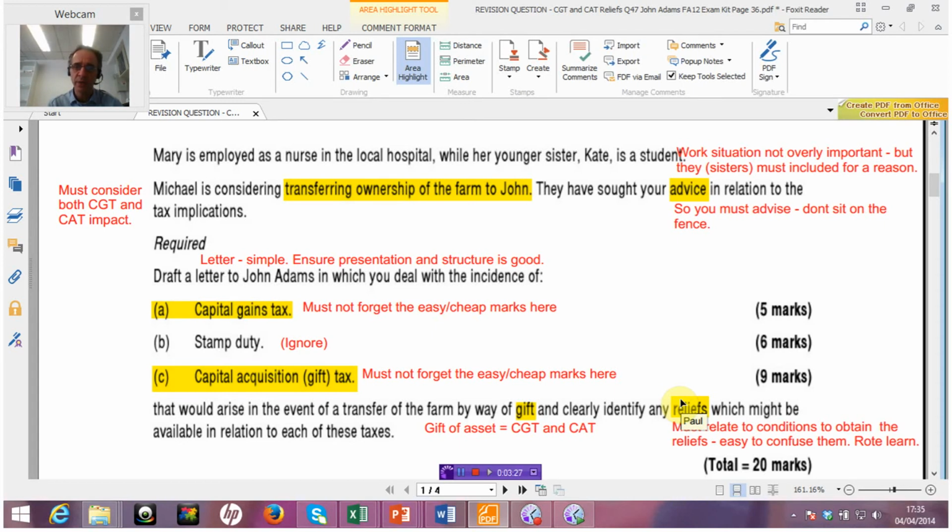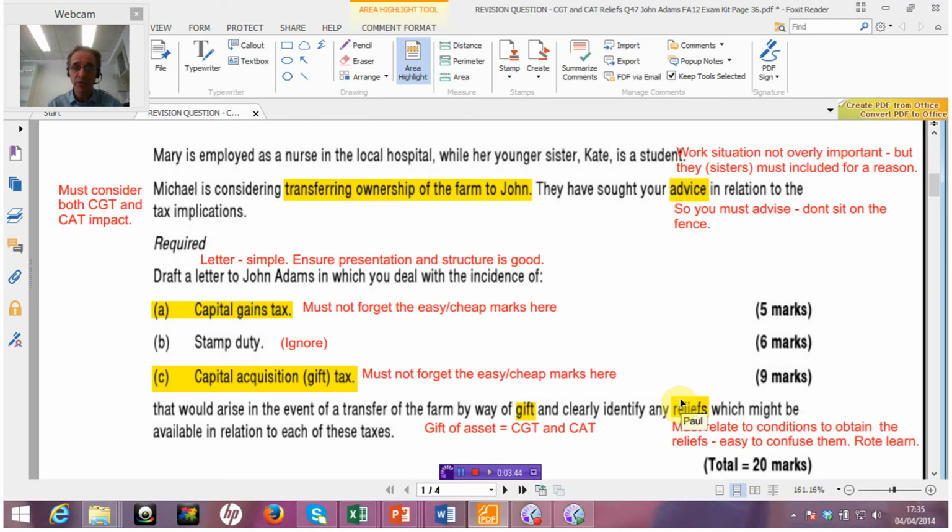The other issue for you is that it can be confusing. In other words, it's quite easy to confuse one relief with another. Some of them are very, very similar. So it's only by practicing that you're going to get better at being able to answer these questions.